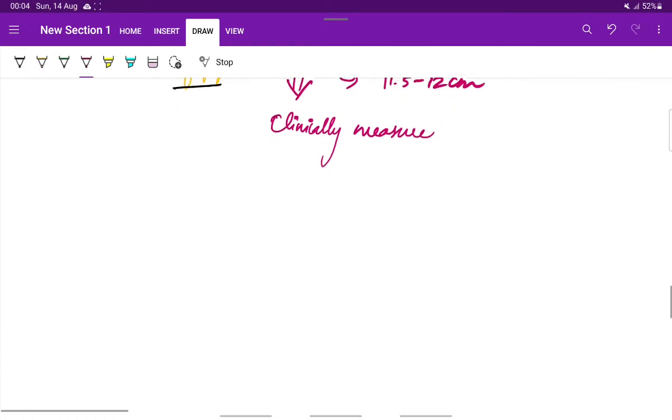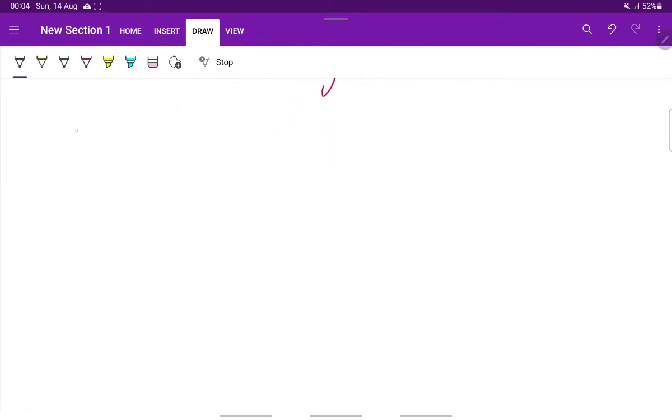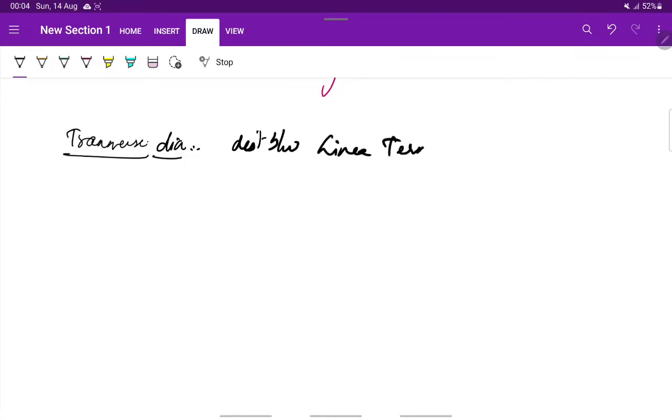Now, coming to the transverse diameter. The transverse diameter is the greatest distance between the linea terminalis on either side, which is about 13.5 centimeters.